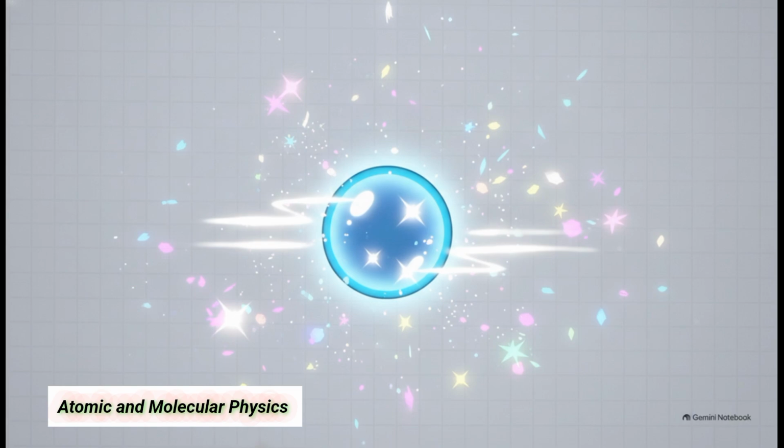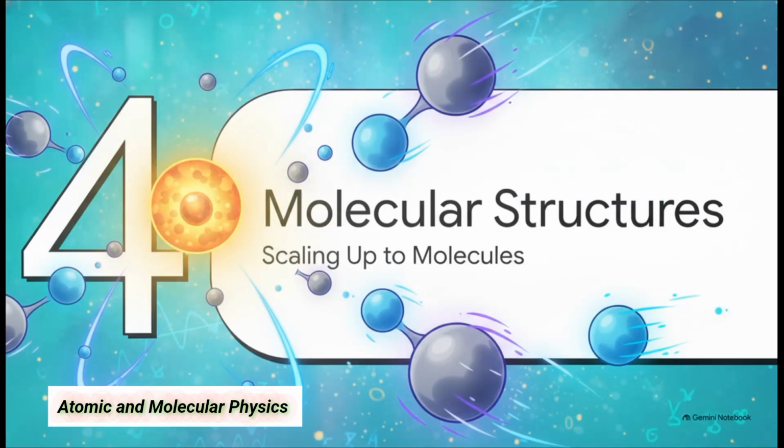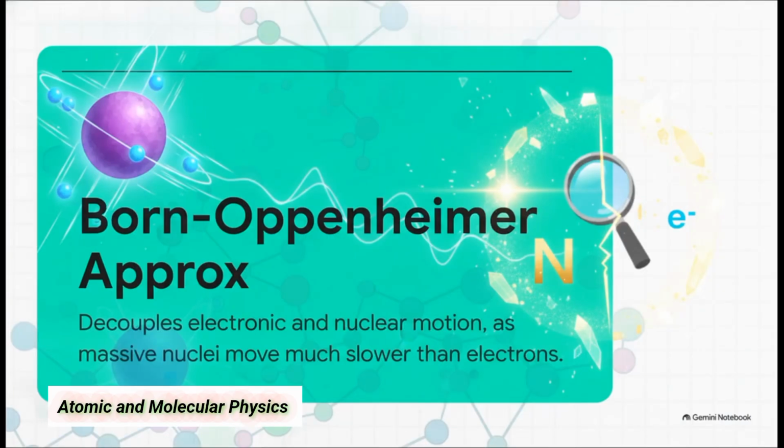alive with fluctuating energy. Okay, Section 4, Building Molecular Structures. Time to scale up to molecules. As we scale up from single atoms to actual molecules, we run into a massive physical mismatch. See, nuclei are thousands of times heavier than incredibly fast electrons. It is literally like comparing an elephant to a fruit fly.